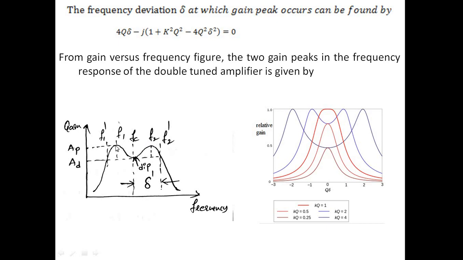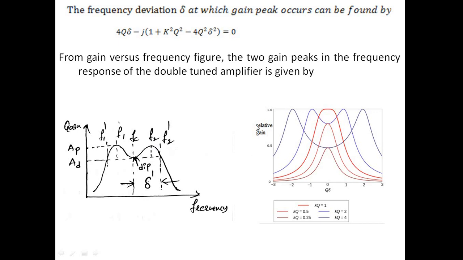Now you try to compare. This is the bandwidth now. Now the bandwidth has been increased. This is the bandwidth that has been increased. Let us consider this: what is FC, the center frequency between my tuned circuit 1 and tuned circuit 2? This is the center frequency FC, which lies in between the tuned frequency of tank circuit 1 and the tuned frequency of tank circuit 2.